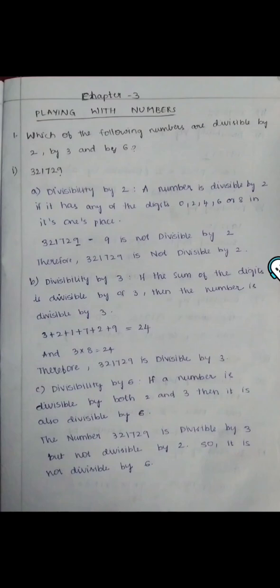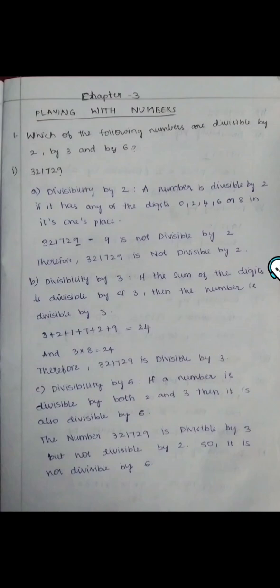And the next bit in exercise 3.1 is, and this is the new chapter, playing with numbers. So the first bit is, which of the following numbers are divisible by 2, 3 and then 6. So we'll go one by one. We'll check how the divisibility rules work for 2, 3 and 6. So the first question is 3, 2, 1, 7, 2, 9.